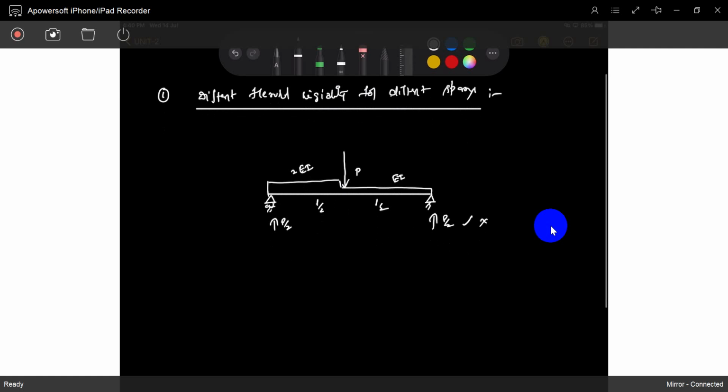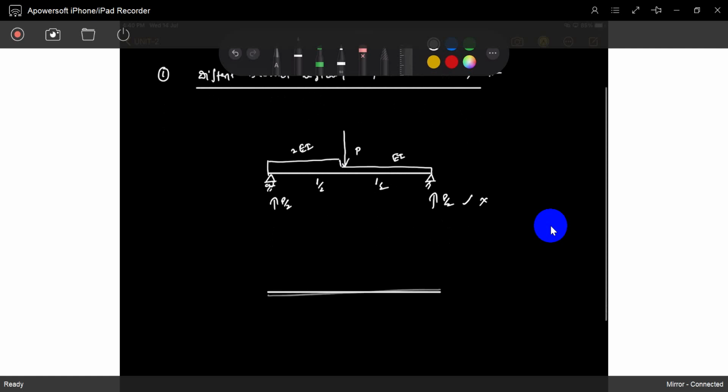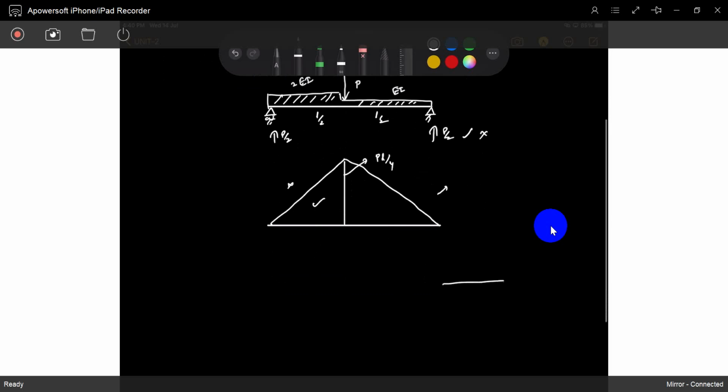And also the bending moment diagram. You can write the bending moment diagram now. So in the bending moment diagram, the peak is PL by 4. Is it correct? Or if EI is different for this portion, is the bending moment right or wrong? And I also have a small question.